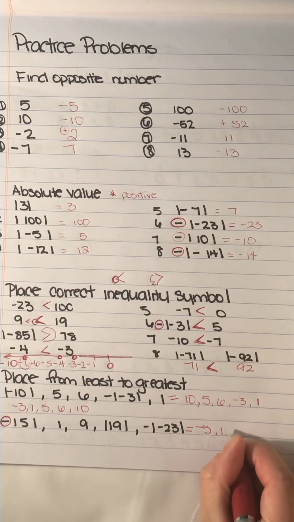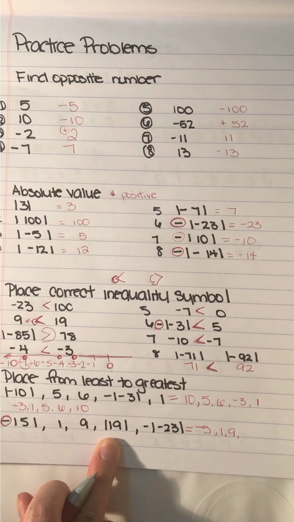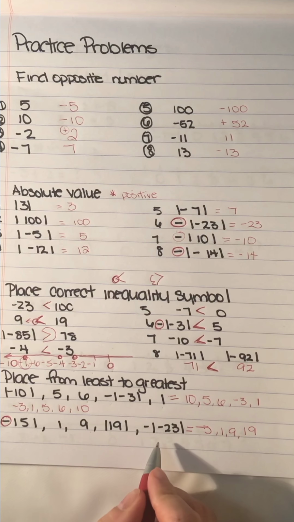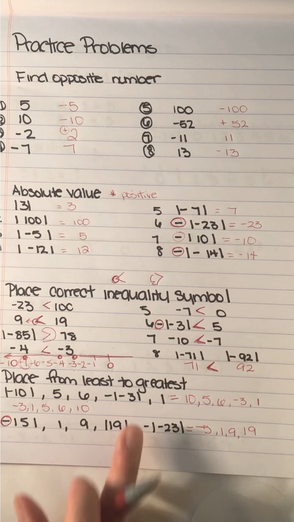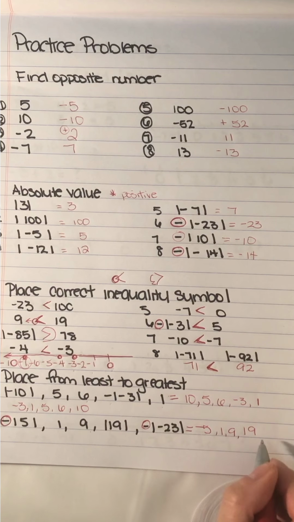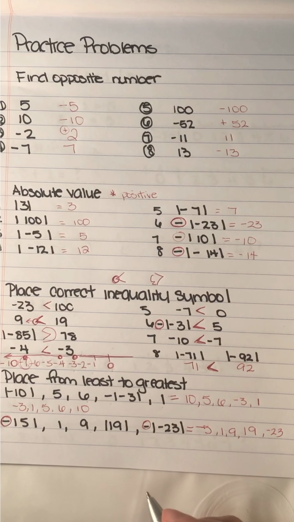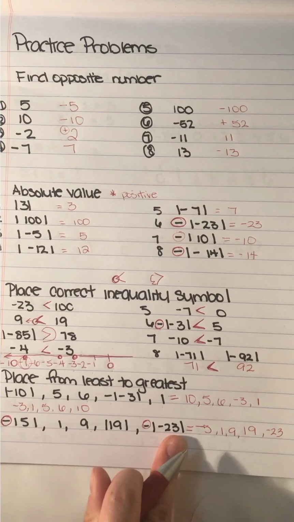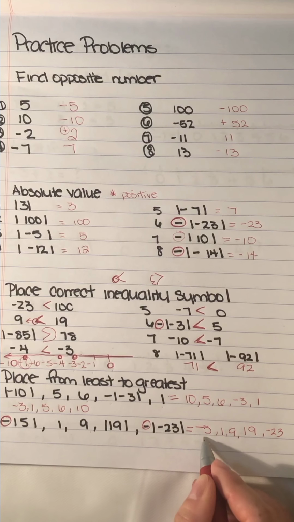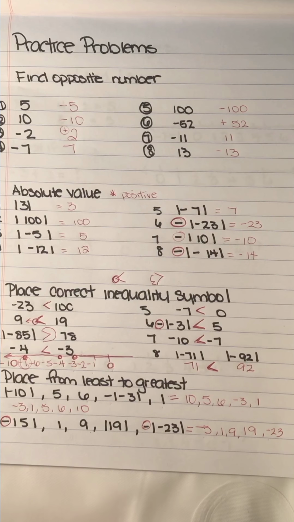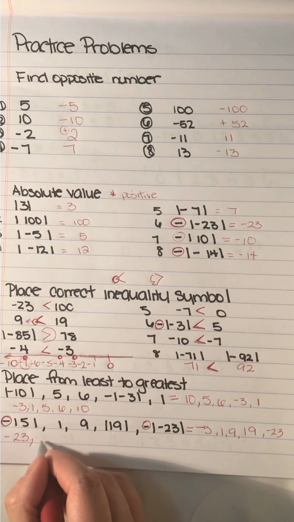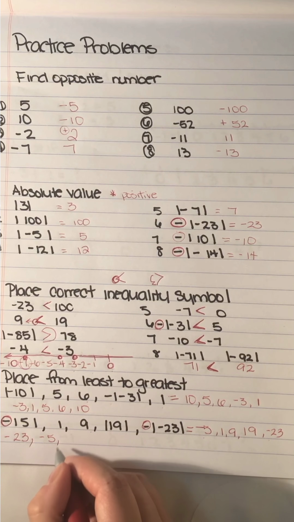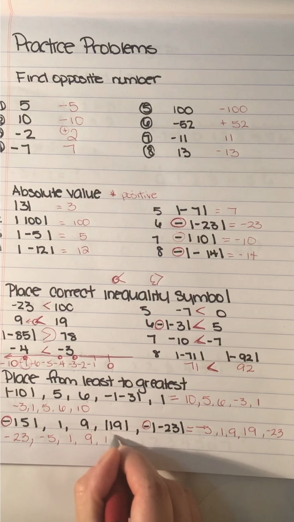We have a 1. We have a 9. What's the absolute value of 19? We know it's 19. And here again, we see what's the absolute value of -23? We know it's 23. But now we have a negative symbol, which turns it into -23. So let's write this in order, smallest to biggest. So which number is bigger, -5 or -23? Well, we know -23 is further from 0, so it's -23, -5, we have a 1, we have a 9, we have a 19.